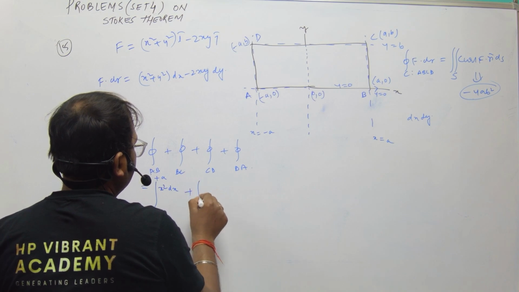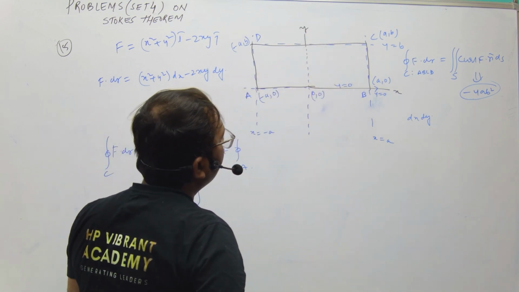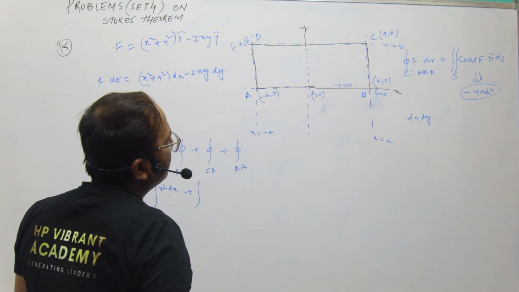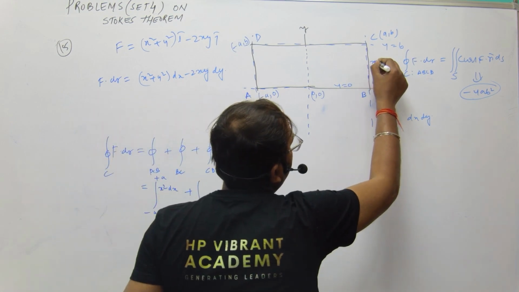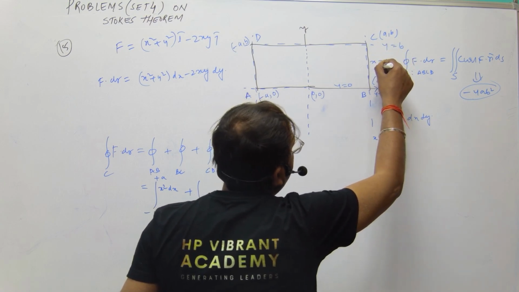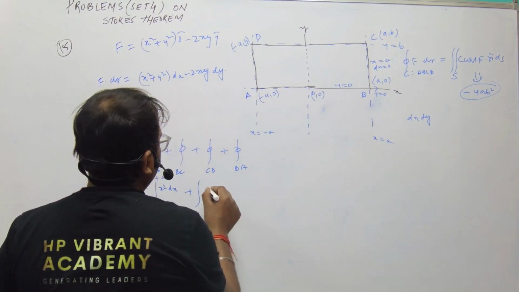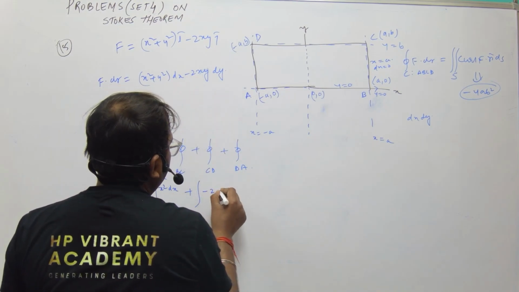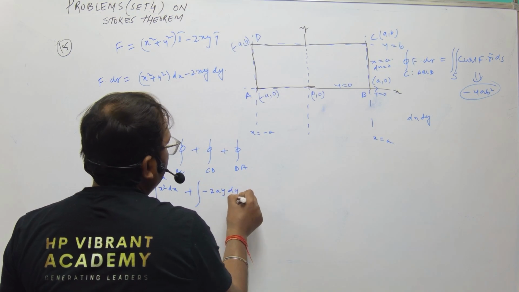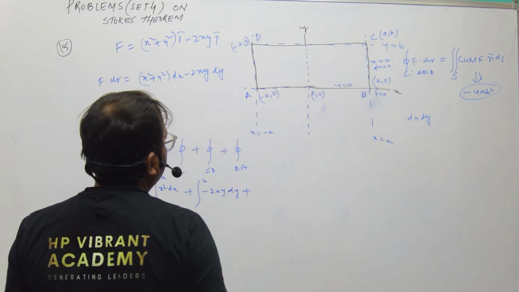Plus along BC. Along BC we have the value of x as x is equal to a. So x equal to a is constant, so dx is equal to 0. So here dx is equal to 0. So this is minus of 2a into y dy, and y varies from 0 to b.